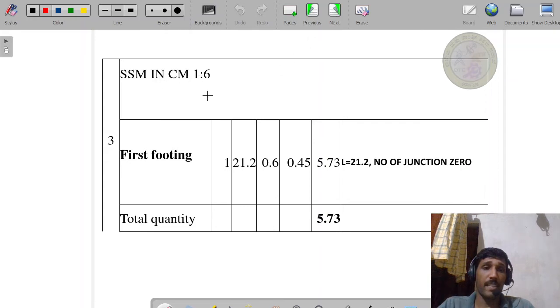Next, SSM in CM 1:6. First footing here, 1 number, length 21.2. Why? The number of junctions is 0. Therefore, the center to center length, how much you already got, that same length you have to consider, 21.2. Width is 0.6 and depth is 0.45 meter. Multiplying all this, the net quantity is 5.73 meter cube.